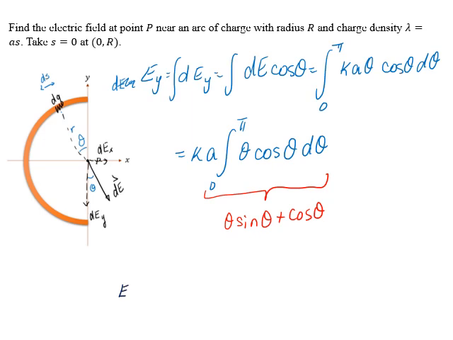Your final answer should give you that your y component is minus 2 times k times a. That's your y component. And your x component is plus pi times k times a, and that's in the x direction. So there's the net electric field due to that ring.